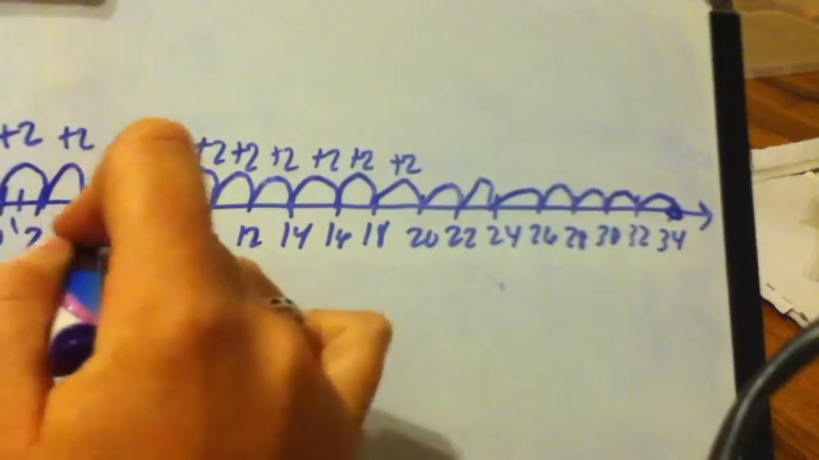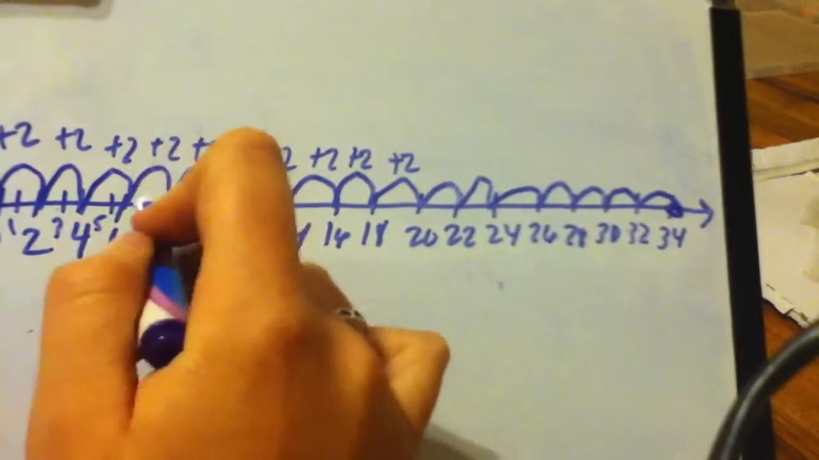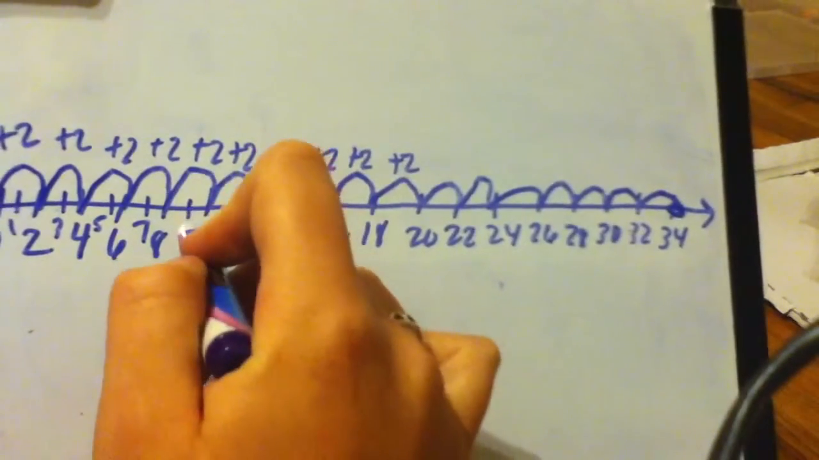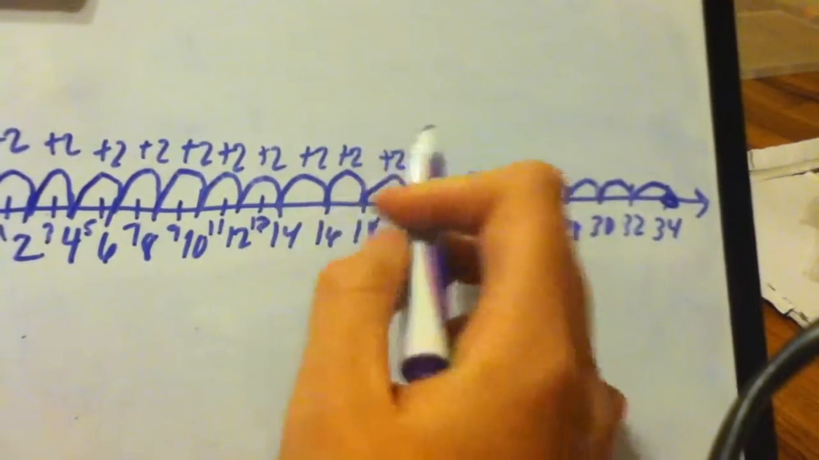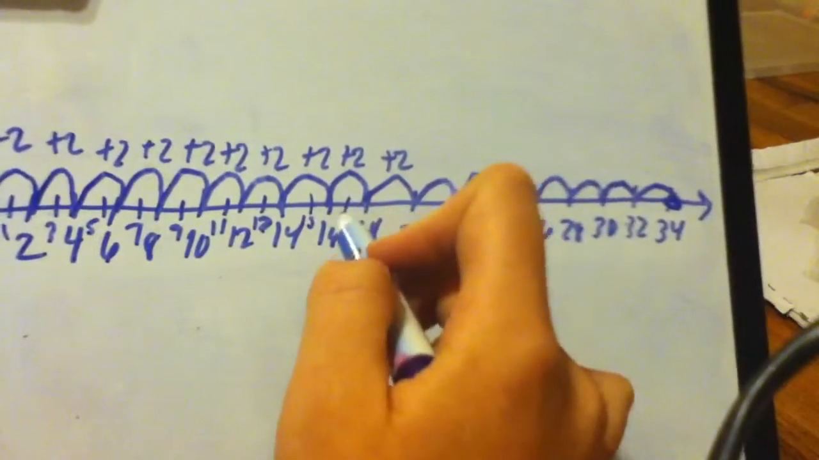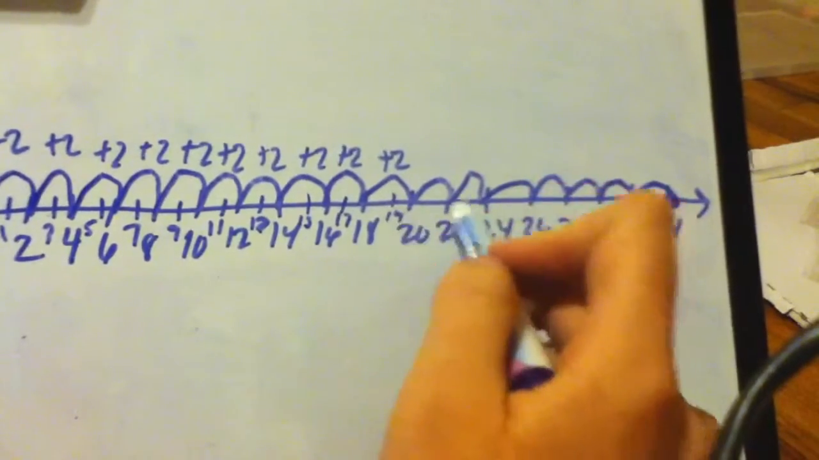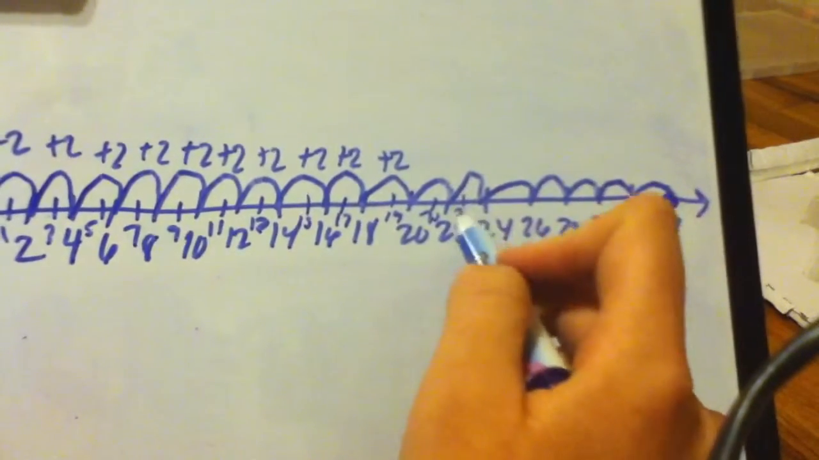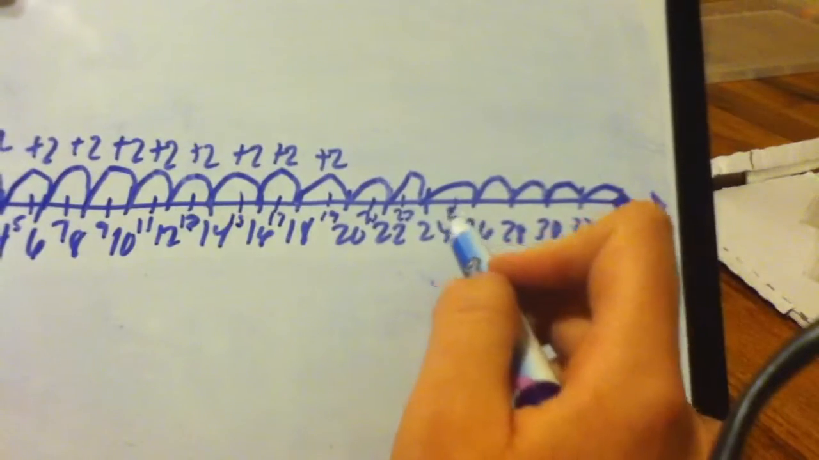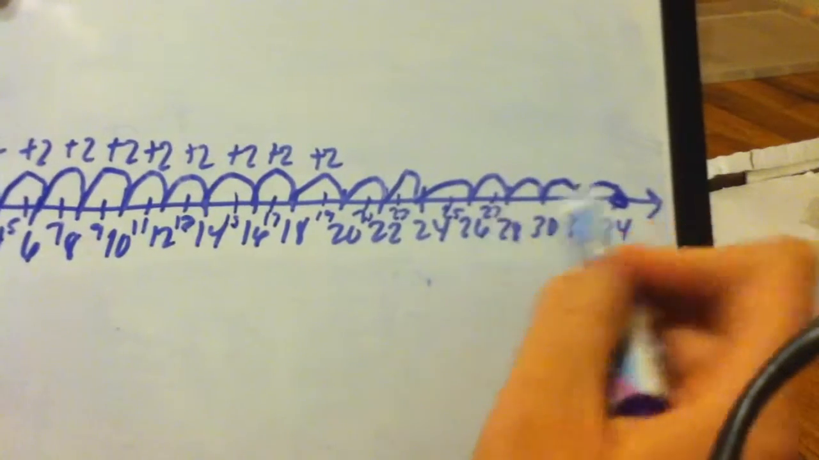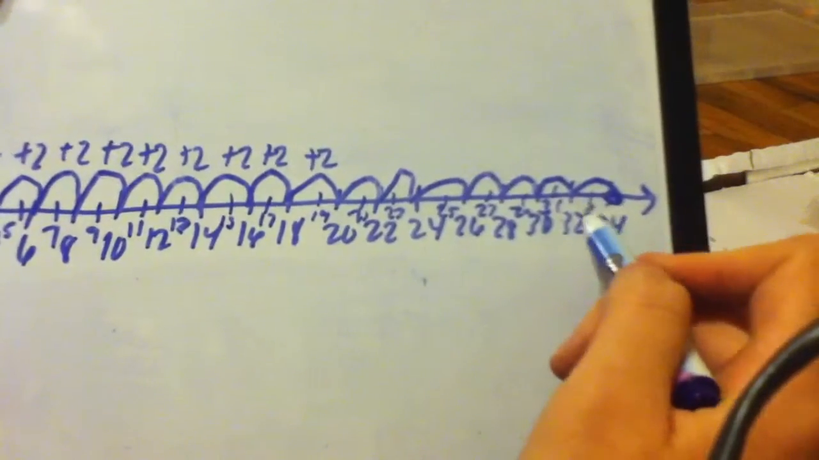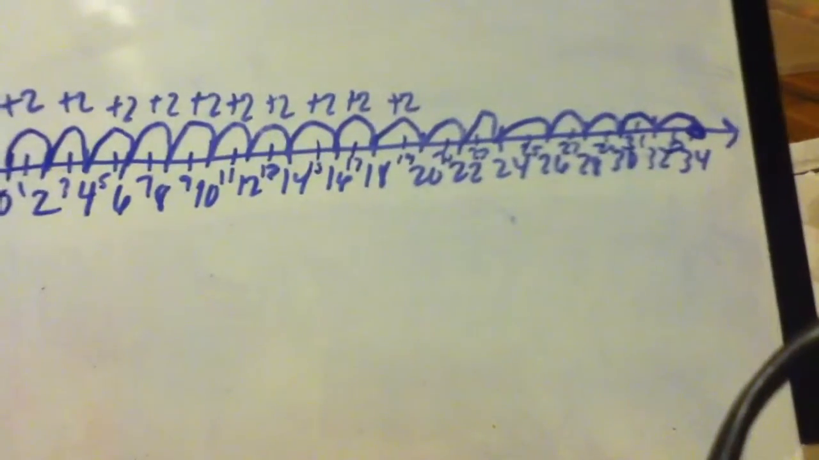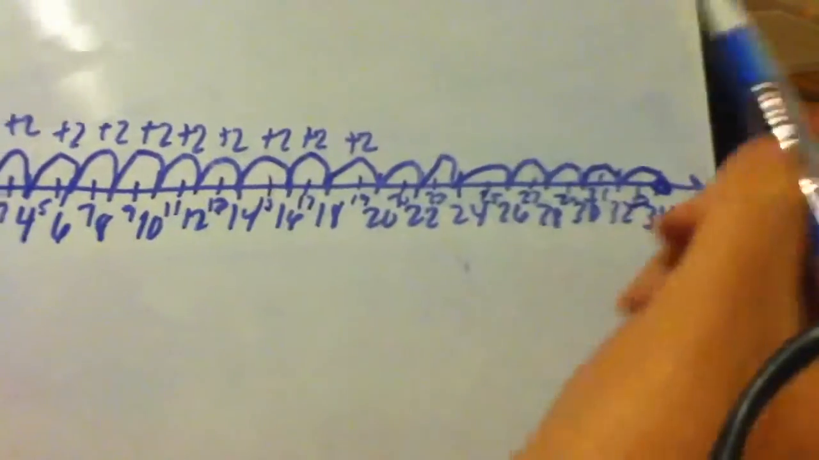say there was like a 1, 3, 5, 7, 9, 11, 13, 15, 17, 19, 21, 23, 25, 27, 29, 31, 33. Doing this would just make it go by a lot faster because you're skipping these middle numbers.